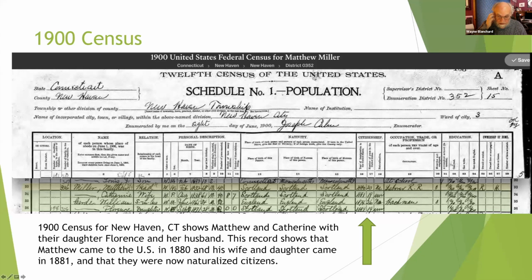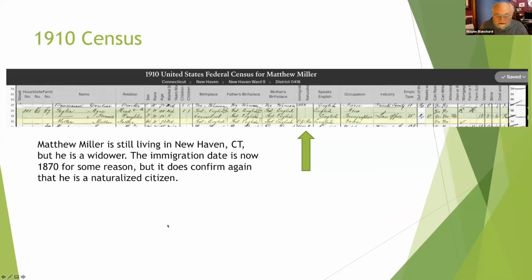Again, with that information, it's possible to then try to find the naturalization papers, and possibly you might find how they got here, what ship they came on, and so forth. So there are 3 census records that include information like this. So we've got 1900, and then you've got 1910.